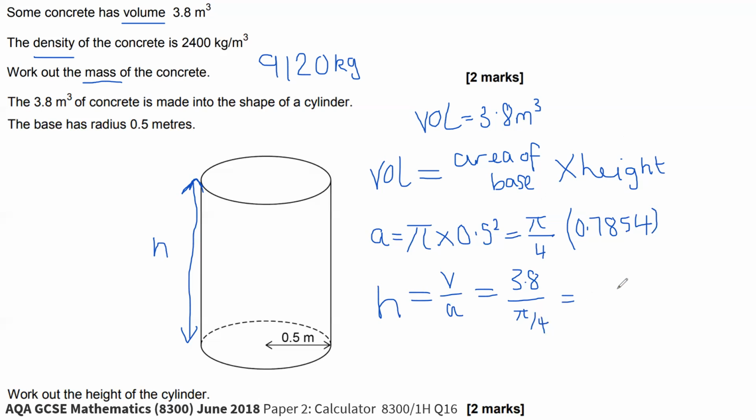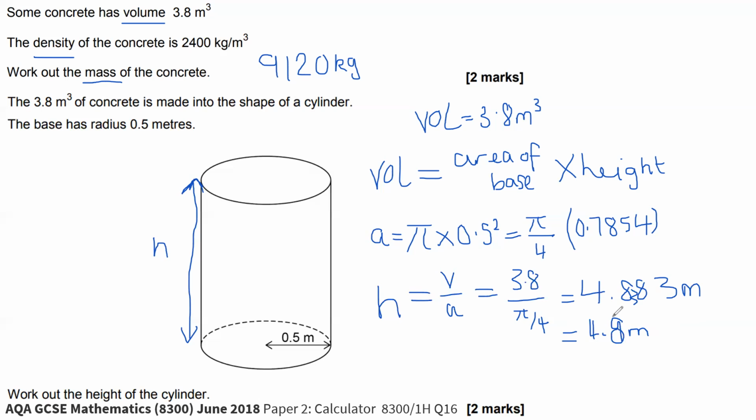And that, when you put that into a calculator, comes out as 4.883 meters. So round that to 4.9 meters. So I just realised there should be a 3 in there, so it actually rounds to 3.8 meters.